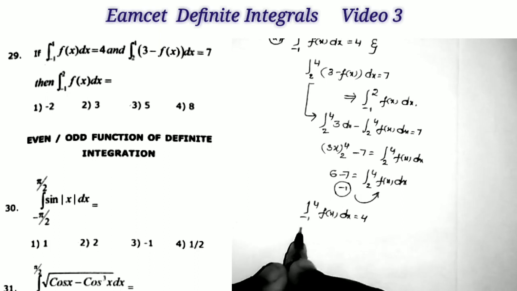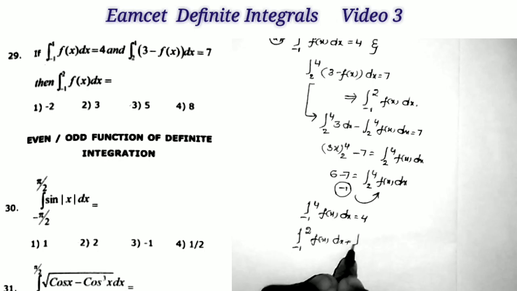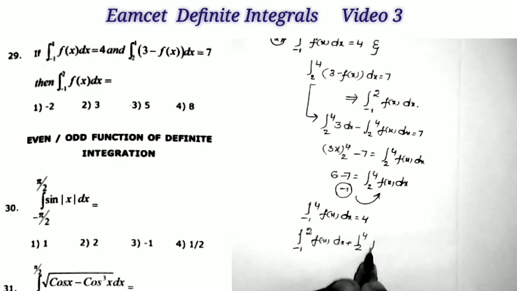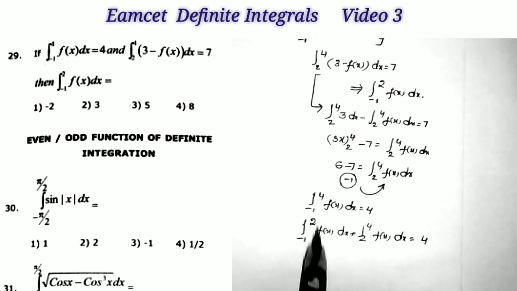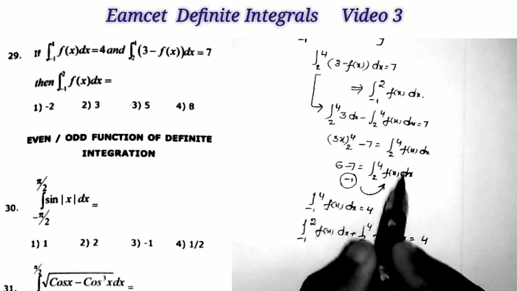So I split this integration like that: integral minus 1 to 2 of f(x) dx plus integral 2 to 4 of f(x) dx. We can split the integration like that. This is the property of the definite integration. So I split this as minus 1 to 2 of f(x) dx plus 2 to 4 of f(x) dx. But already here we have the value of the 2 to 4 f(x).